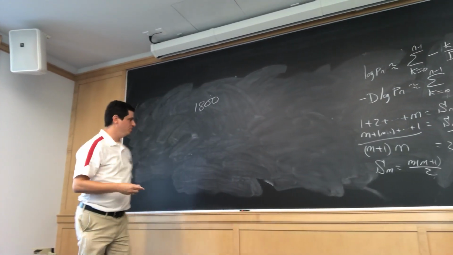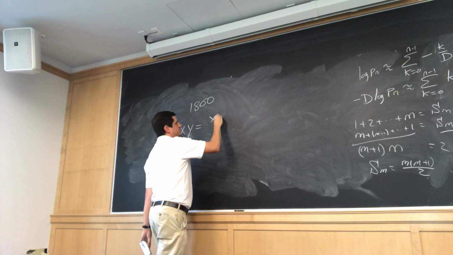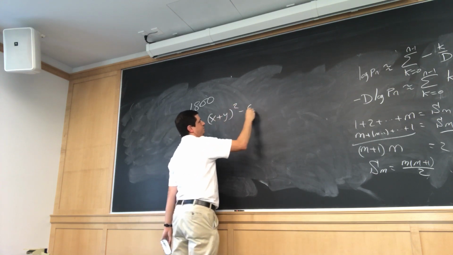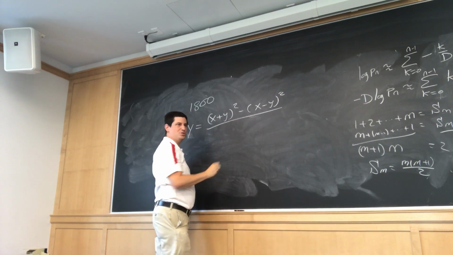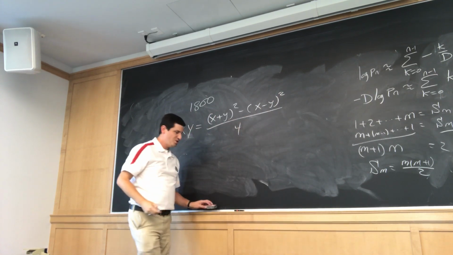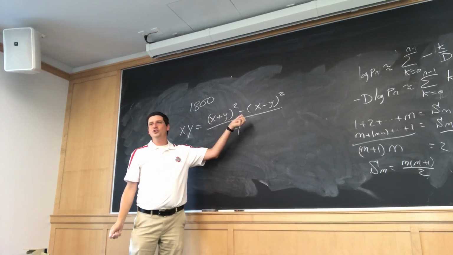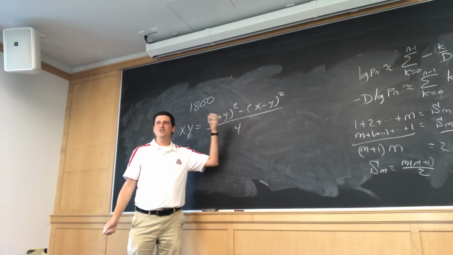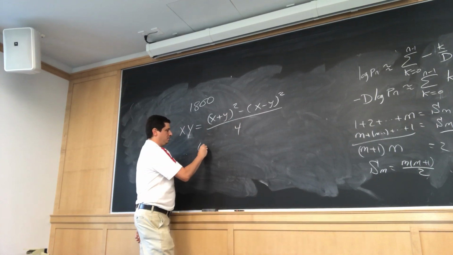What did the Babylonians do? If they wanted to multiply x and y, their brilliance was the following. They looked at (x plus y) squared minus (x minus y) squared, and they divided by 4. So rather than doing one multiplication, they do one addition, two subtractions, a division, and two squares. This is the notion of a lookup table.